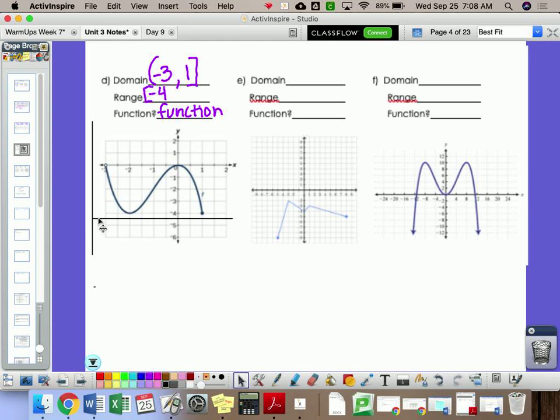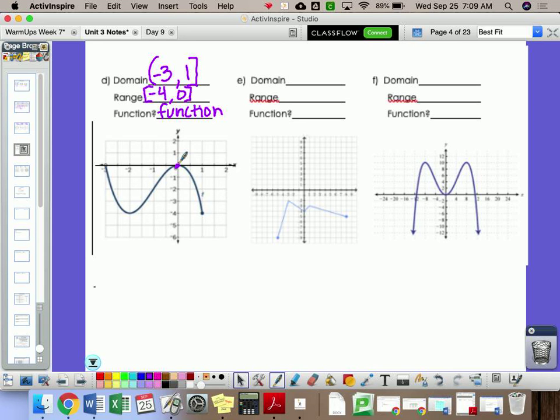And then if I continue to go, I see that I stop hitting my graph right here at the y value of 0. Even though I have an open circle here, I do have a point right here of 0, which means I'm going to need to use a bracket because I did have a point on the graph at that y value of 0.